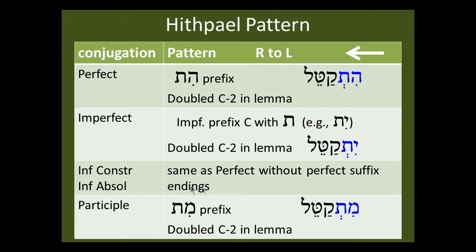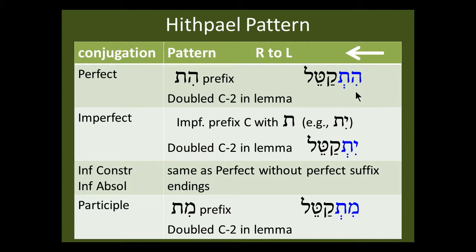Infinitive construct and infinitive absolute will be identical to the perfect, except there will be no perfect suffix ending. So if you have hith on something with a suffix ending, it's perfect. It can't be infinitive construct or infinitive absolute. Of course, the infinitive construct could take a suffix as an ending, to be the subject of the infinitive construct, but those aren't perfect suffixes. Those are different suffixes.